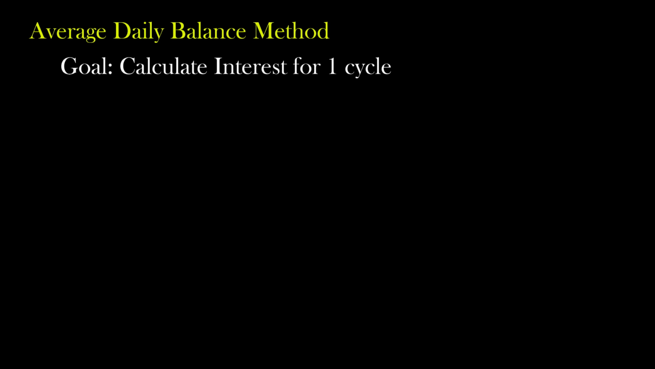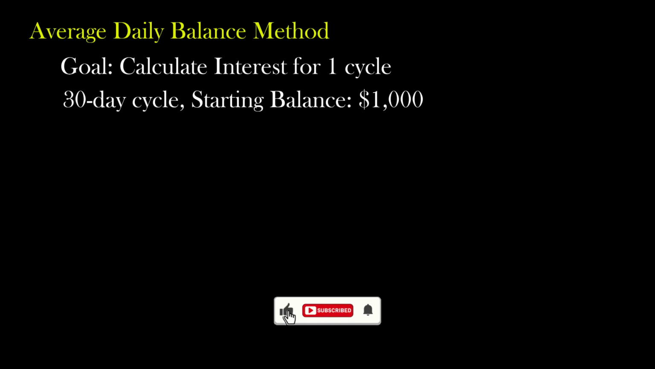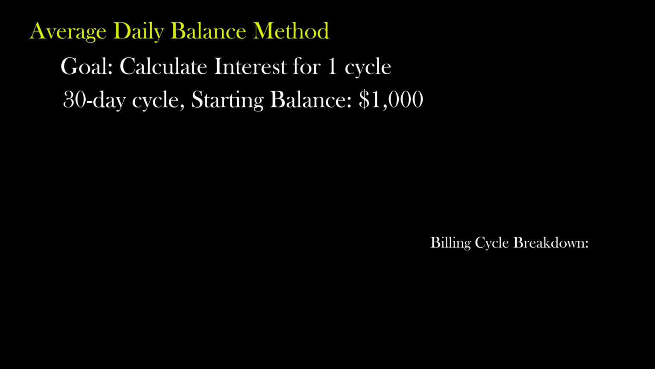Now, let's look at how interest is actually calculated using a method called the average daily balance. Our goal is to calculate the interest charge for a single billing cycle. Imagine you start a 30-day billing cycle with a balance of $1,000. Halfway through the month, on day 16, you make a $200 purchase. Your balance is now $1,200.